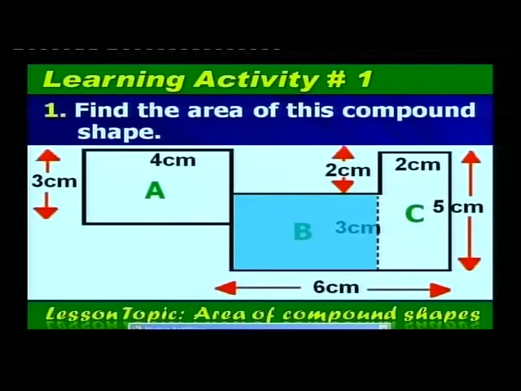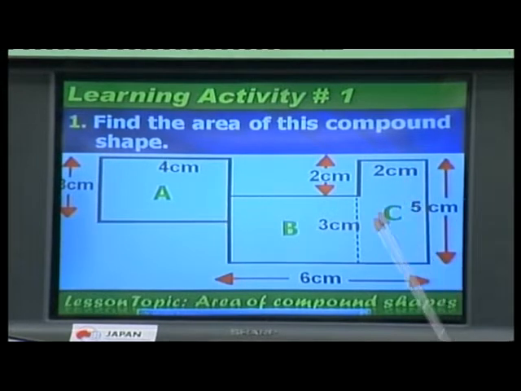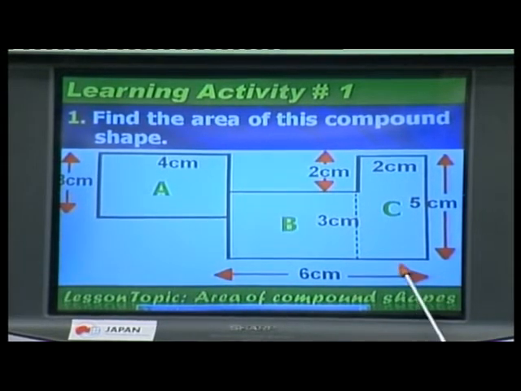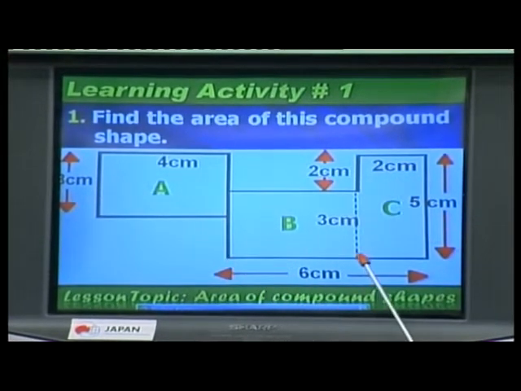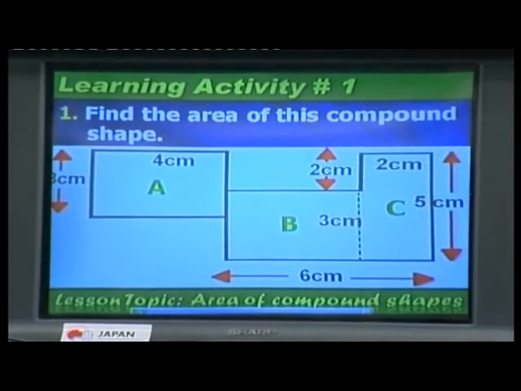Area B, look at it very carefully. You can see that there is a dotted line again from the center here, the line inside. From this point to this point is 2 centimeters. If 6 centimeters is the total distance, subtract 2 centimeters, what would be the distance from this end to this end? Students, what would be the distance? 4 centimeters. Okay, very good. So let's look at the shape and figure out which measurements we will apply.